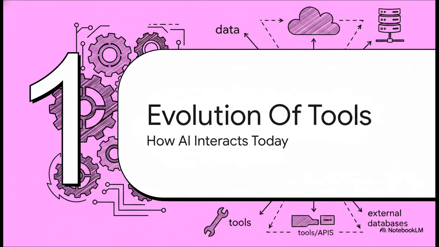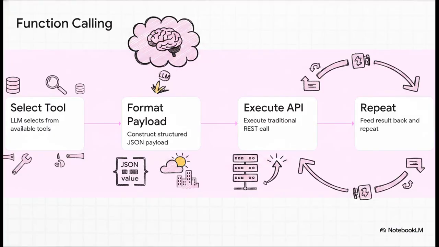Let's just establish our baseline real quick on how agents currently talk to the outside world. Right now, we rely on a very procedural, traditional function calling loop. It's kind of tedious. Say a user asks an agent for the weather. The LLM realizes it needs outside info. Step 1, select a tool from a hard-coded list. Step 2, construct a structured JSON payload with the right arguments, like the city name. Step 3, your application code takes that JSON and executes a traditional REST API call to some weather service. And Step 4, take the result, feed it back to the model, and repeat this loop until the goal is met. I mean, it works, but you're manually mapping this stuff every single time.